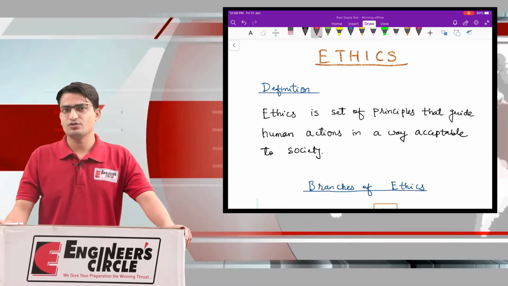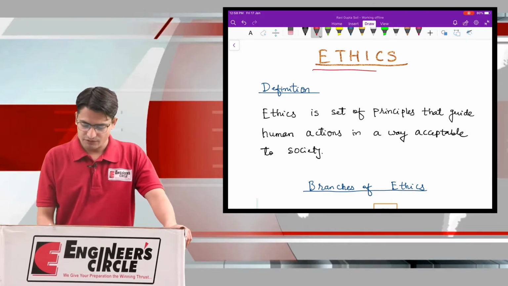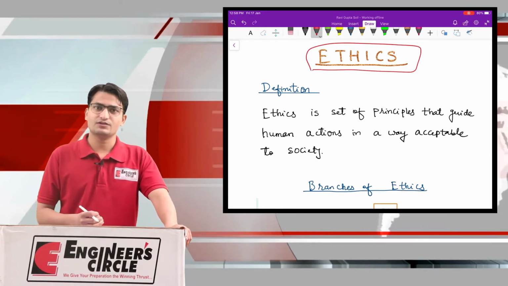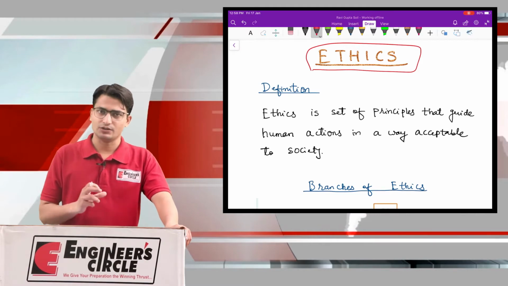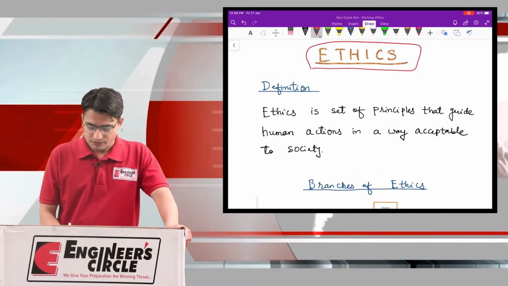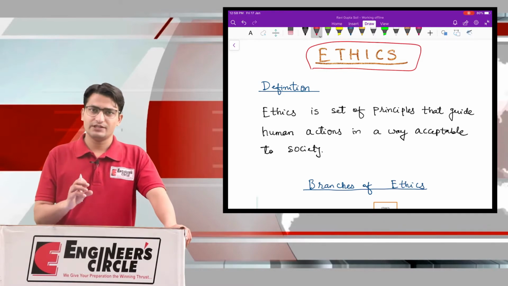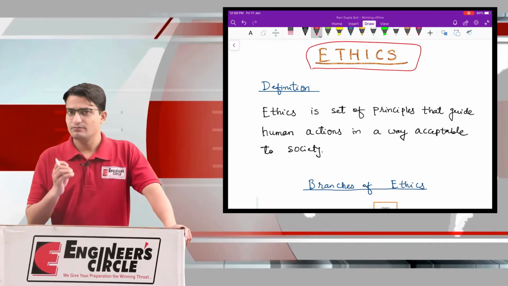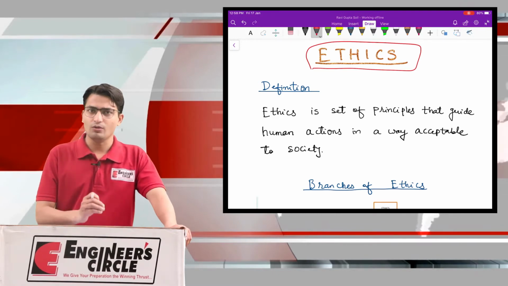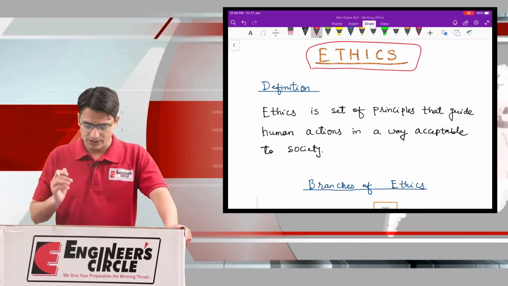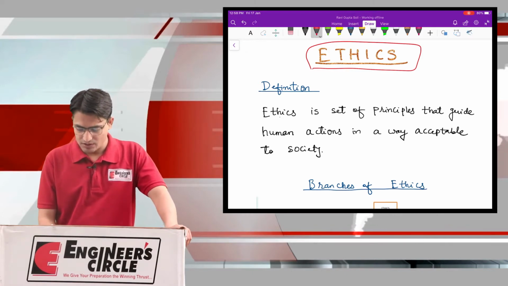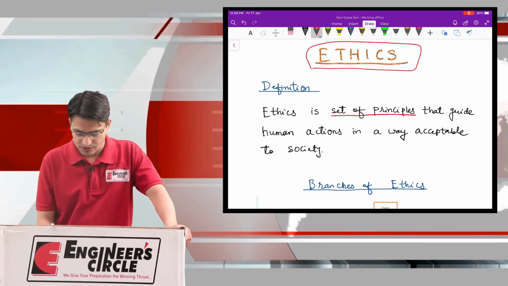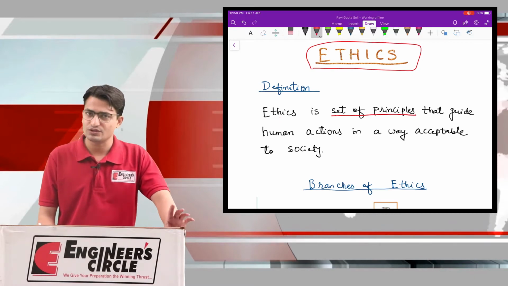Now we are starting the first topic, that is ethics. First of all, we need to understand what is meant by ethics and what are the various theories that come under this part. Okay. So the definition of ethics is not fixed, that we have to first of all understand. We can define ethics in several ways, but for our purpose, the common and simple definition of ethics will be that ethics is a set of principles that guide human actions in a way acceptable to society.